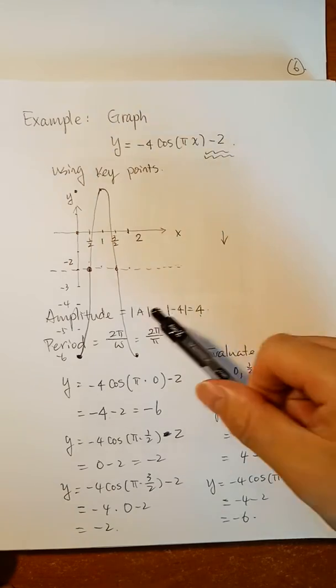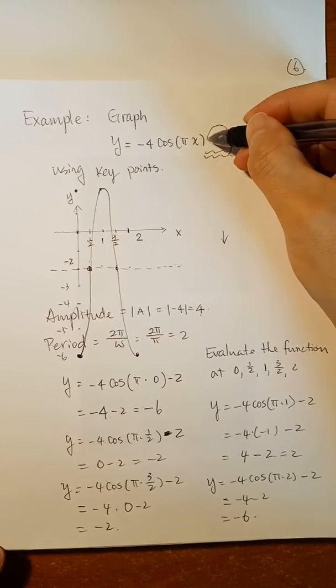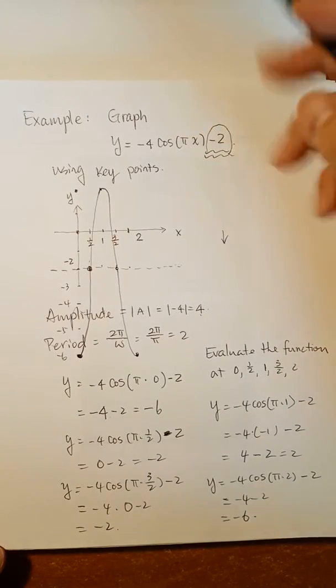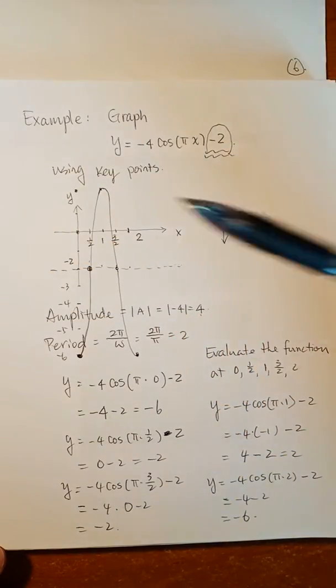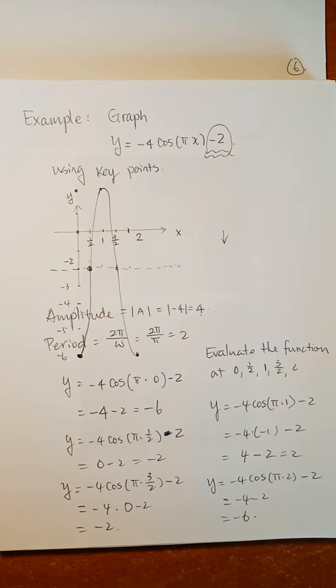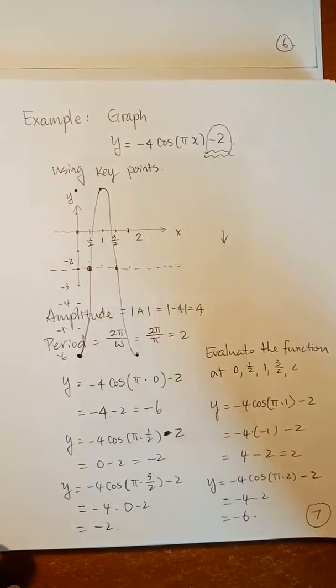Okay, so this problem is more complex because it changes the baseline. Minus 2, you lower the baseline 2 units. Plus 2, of course, you will lift the baseline 2 units. Okay, so that's the more complex example.